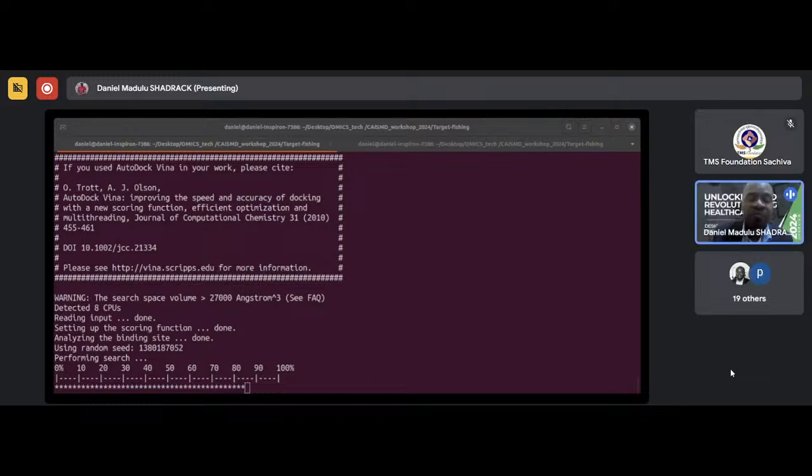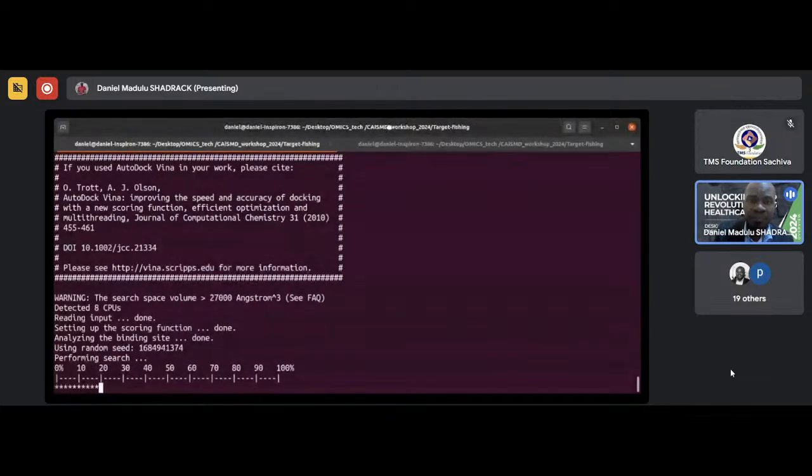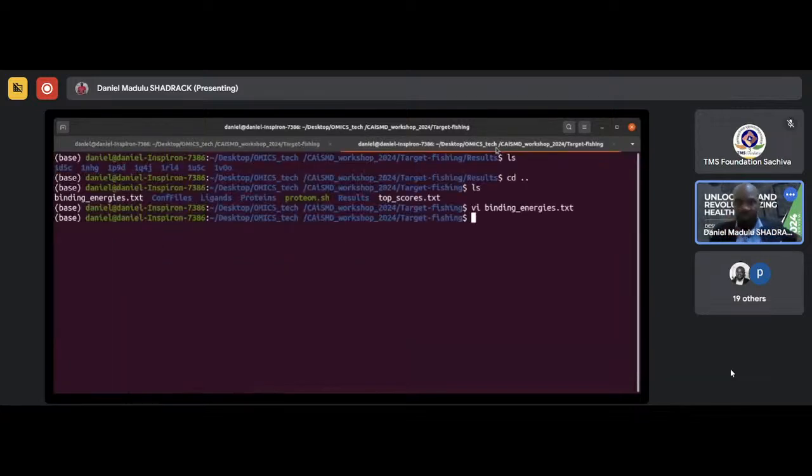Good. Feel it. And now, talking general is key. Not like the molecular dynamics question. So here it is trying to take some time because I have so many ligands. I mean, proteins they are having, and what I'm doing is that every single protein is being docked.